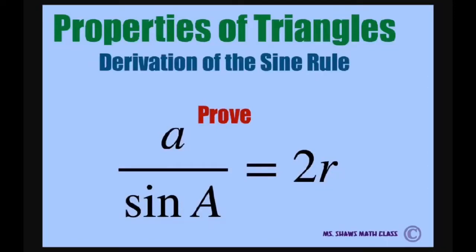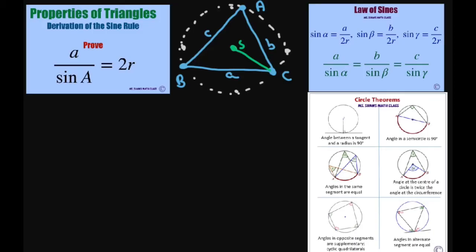We're going to prove that a divided by sine of A equals 2R. This is a derivation of the sine rule, which comes in handy when you're working on complex applied problems or proofs.